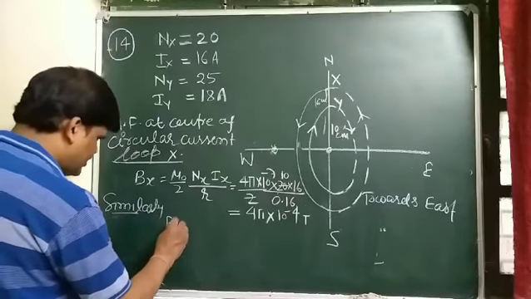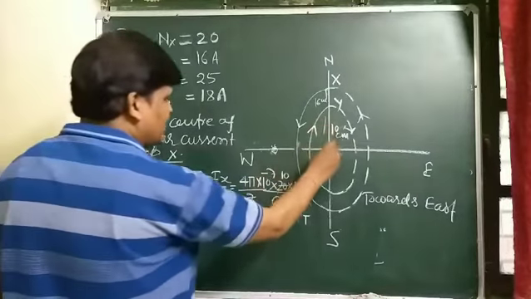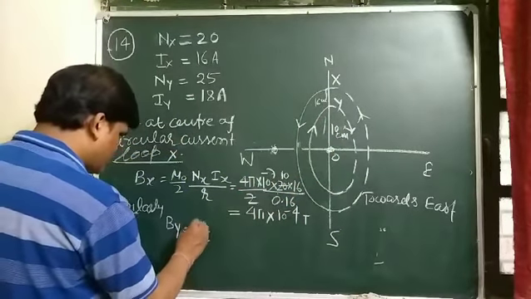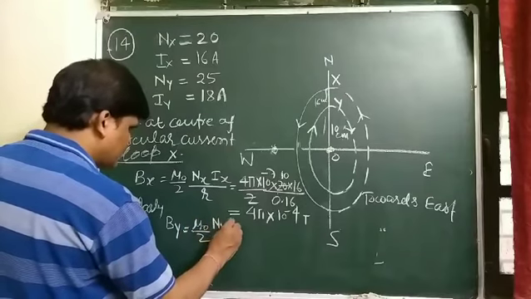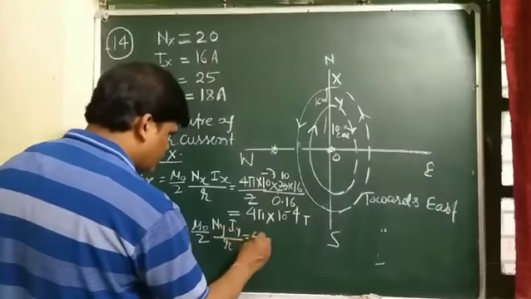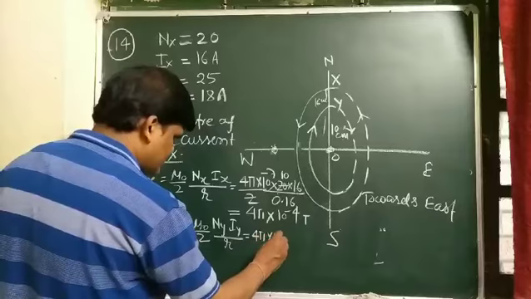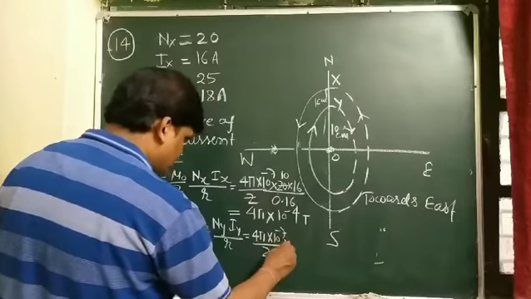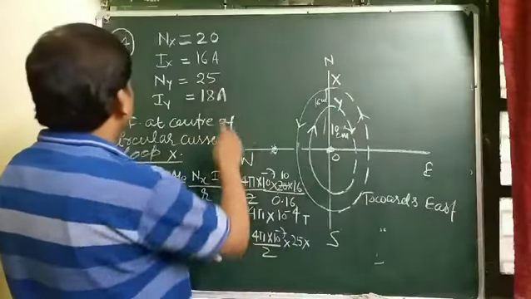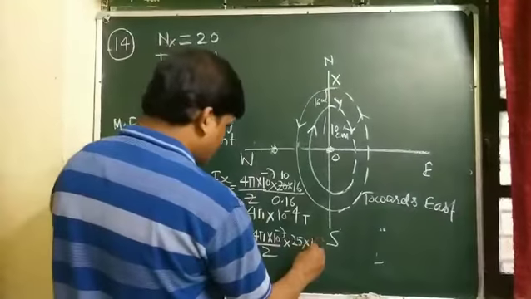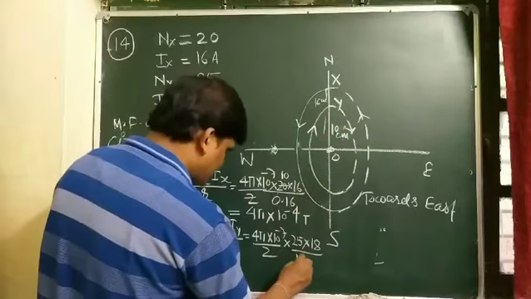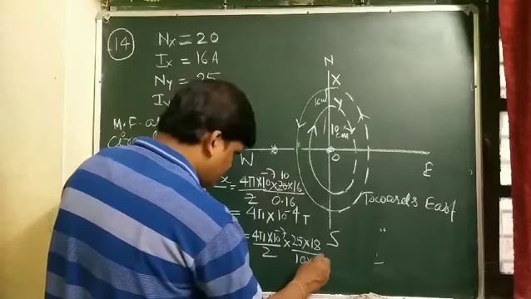And similarly, the magnetic field at the center of circular current loop Y. Again we use mu naught by 2 Ny Iy by R, where mu naught is 4 pi into 10 to the power minus 7 by 2. Here Ny is 25, and Iy is 18. And student, the radius is 10 centimeter, which means 10 into 10 to the power minus 2.